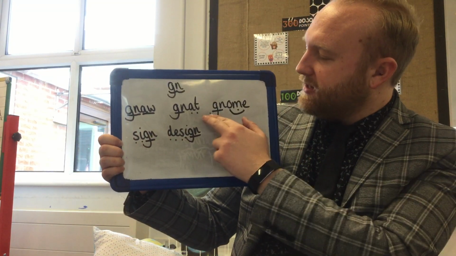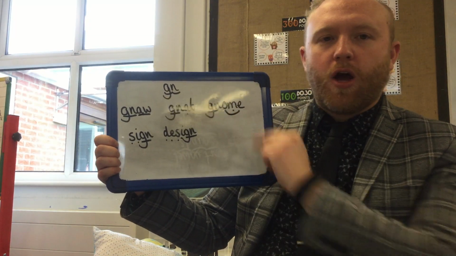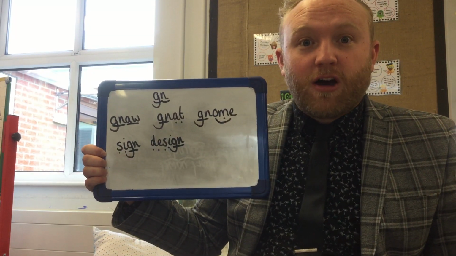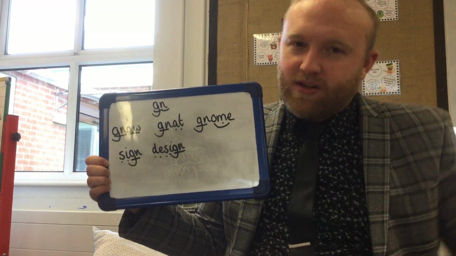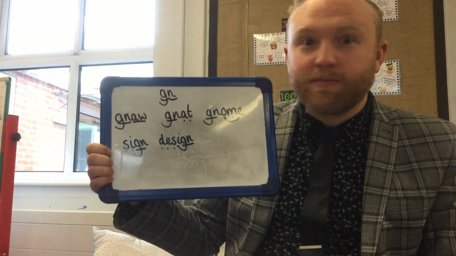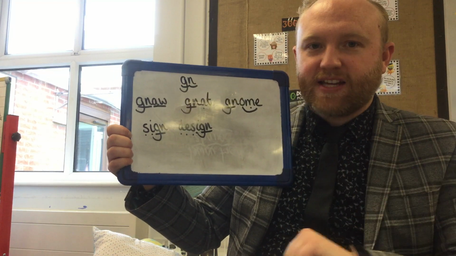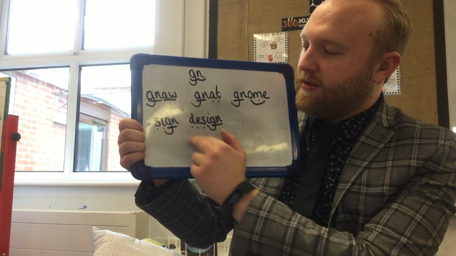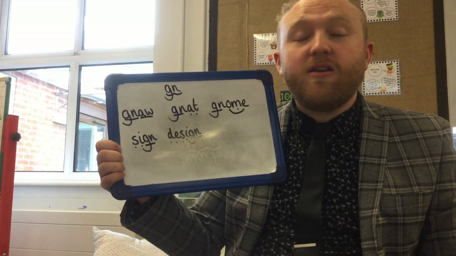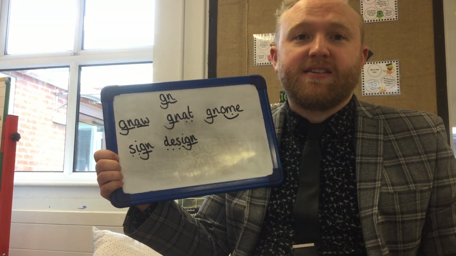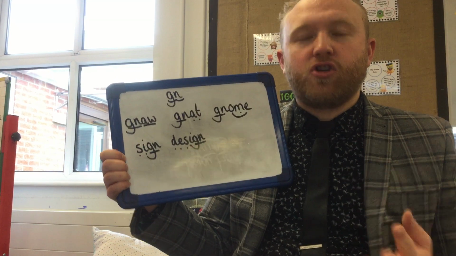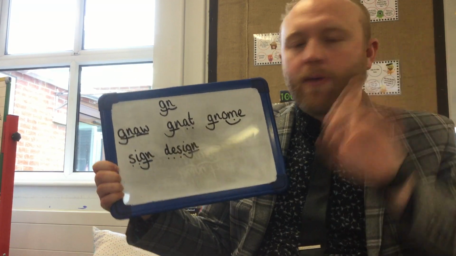Okay, the next one we've got is gnome. And the gnome you might find in your garden. They look like little statues that have got a big red pointy hat. They tend to have a big bushy beard as well. See if you've got one in your garden. Okay, the next one we've got is sign. So a sign you might see on the road, you might see a traffic sign that might say 30 miles an hour, or it might say there's traffic lights ahead. It's something that tells you some information that's normally on a pole.